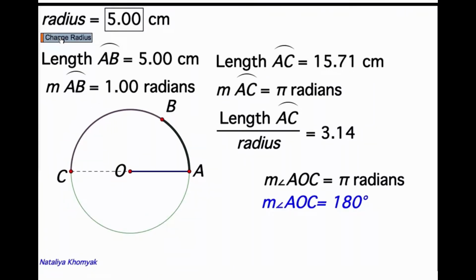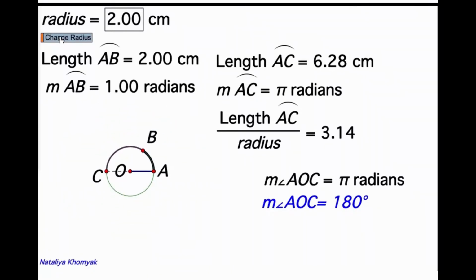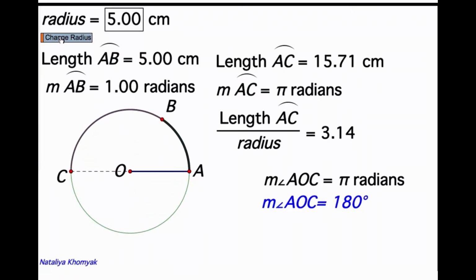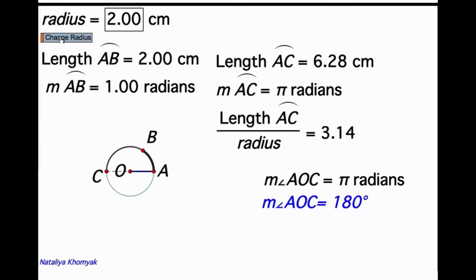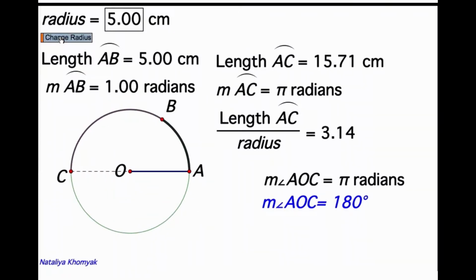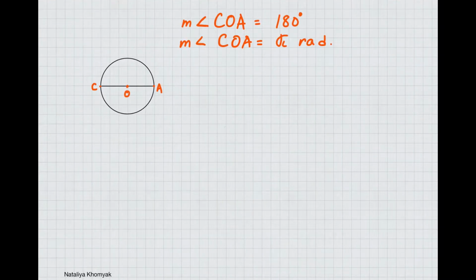Notice that arc length of AC, which is half of the circle, divided by a radius is equal to 3.14, which is rounded off value of pi. So if I have an angle COA and I measure it in degrees, it will be equal to 180 degrees, and if I measure it in radians, it would be pi radians. Now, I'm going somewhere with this.